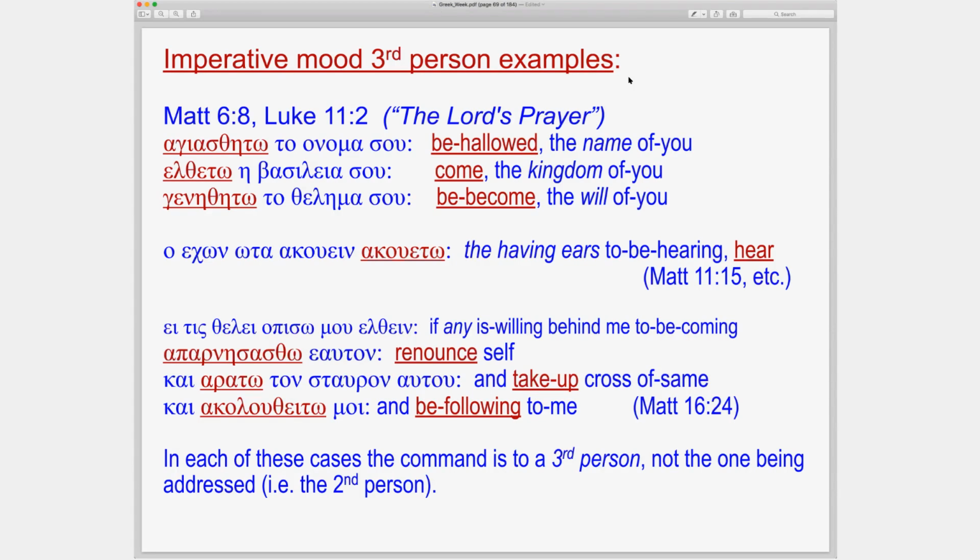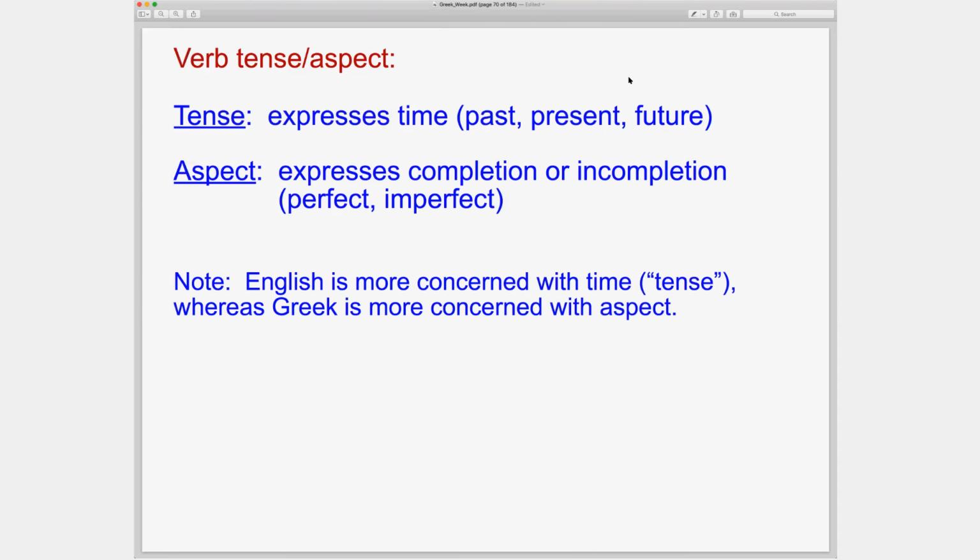In each of these cases, the command is to a third person, not the one being addressed. So I'm taking a little extra time here just to make sure, because you have to recognize when a third person imperative happens and recognize what is being mandated.